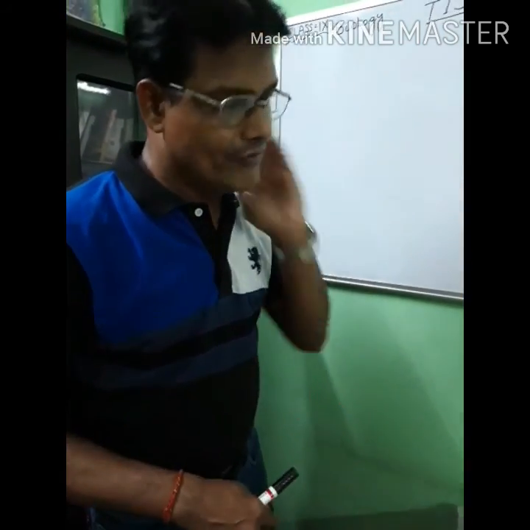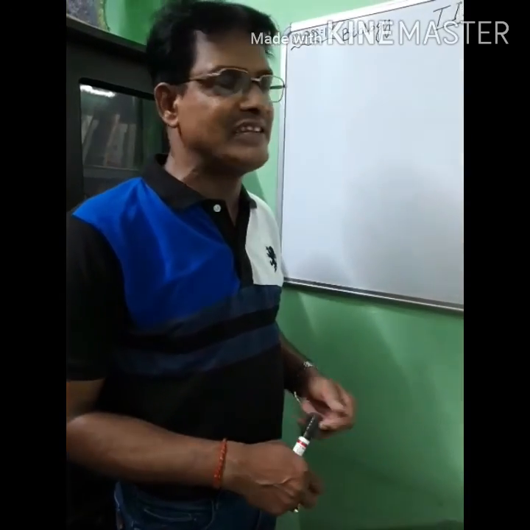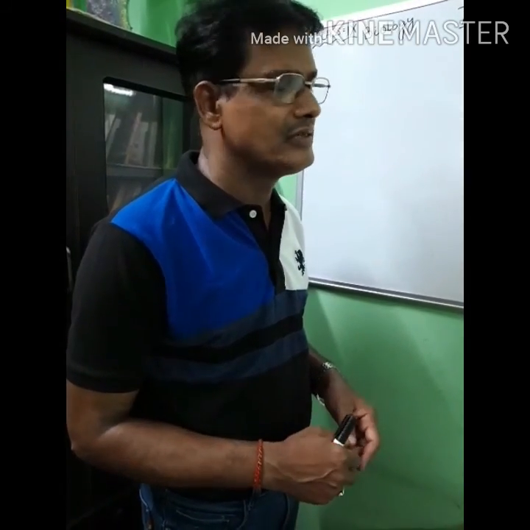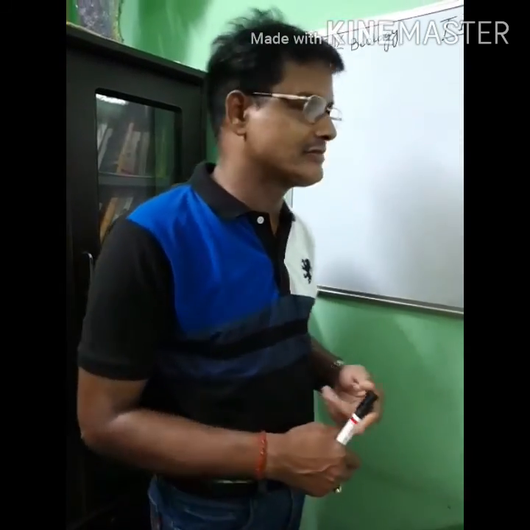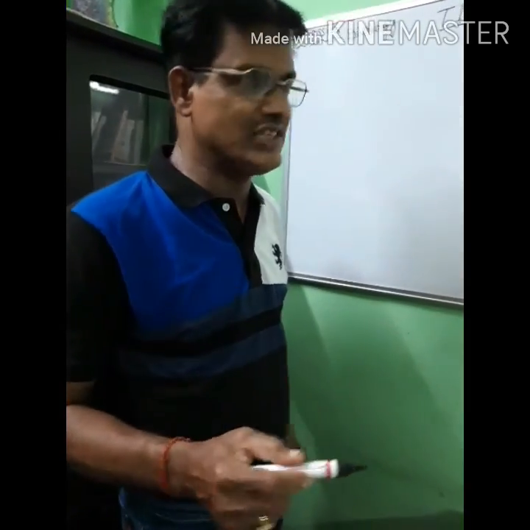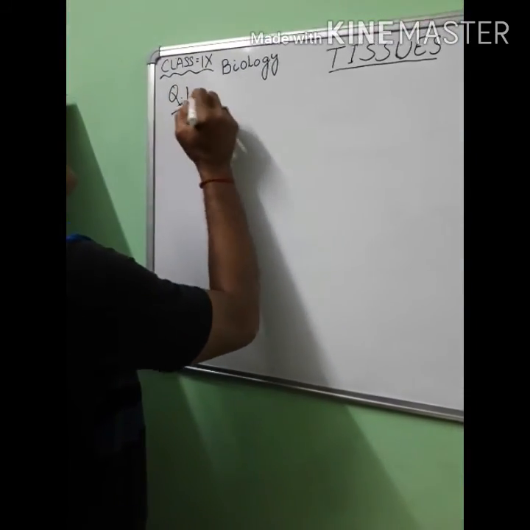The first question is: explain by mentioning the role of epidermis in the following. In the following means the role of epidermis on the aerial parts of the plants, in leaves and in roots. Let us write the question. Question number 1.